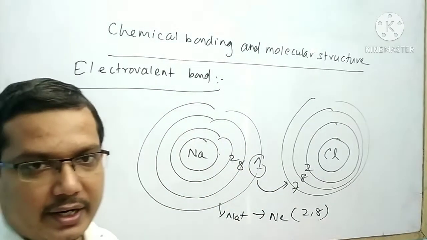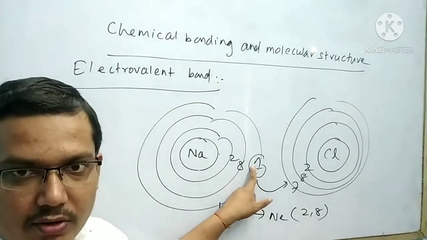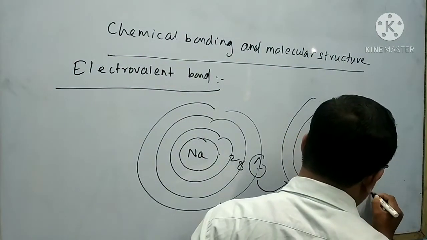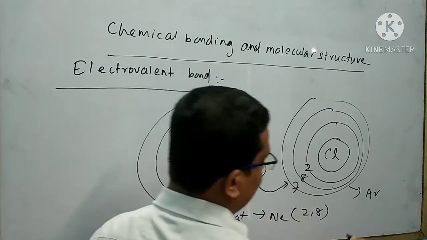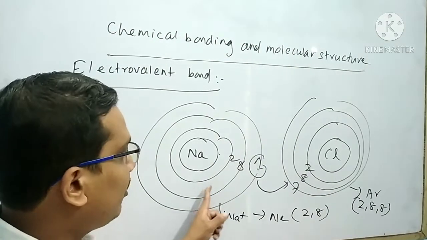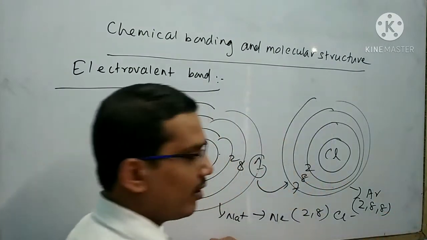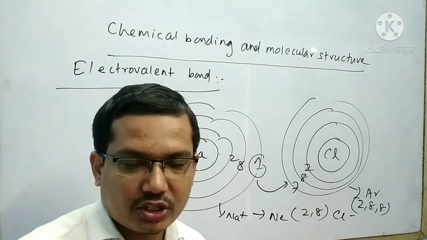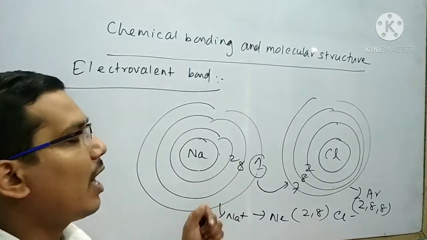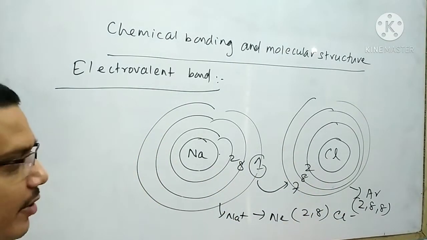On the other hand, at the same time, chlorine atom gains this one electron and attains the stable electronic configuration of argon. Argon has electronic configuration 2, 8, 8. Now these two ions, that means Na plus and Cl minus ion, attract each other by electrostatic force of attraction, which constitutes the ionic bond between Na plus and Cl minus ion.